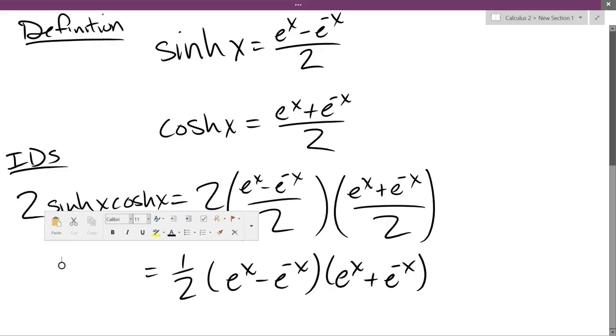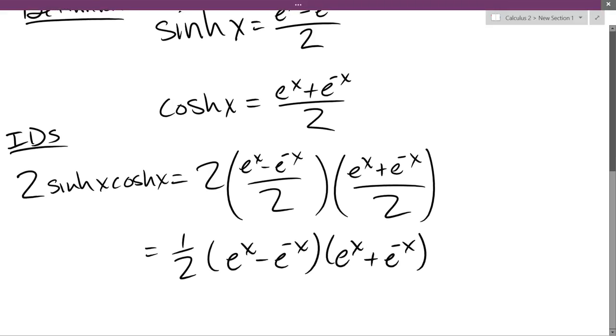I could FOIL these out, however, I can also be lazy and not FOIL them out. What do we call this particular product? Why can I FOIL it super fast? Difference of squares or conjugates. It's a minus b times a plus b, so you can call it either way.